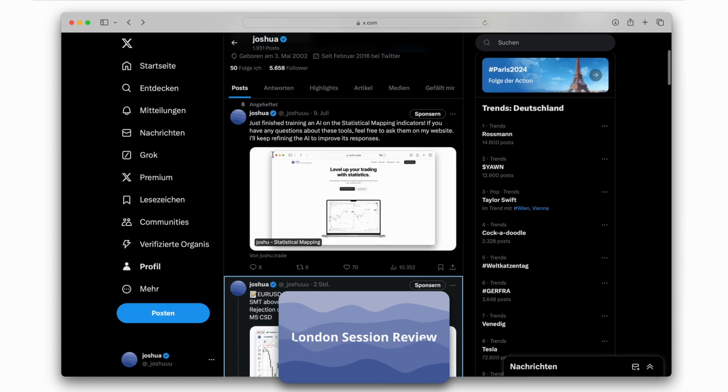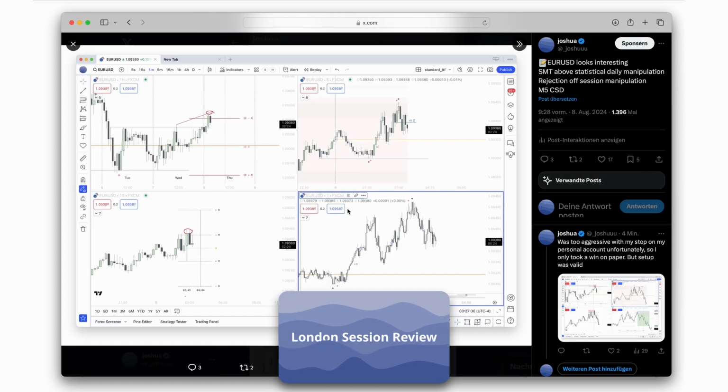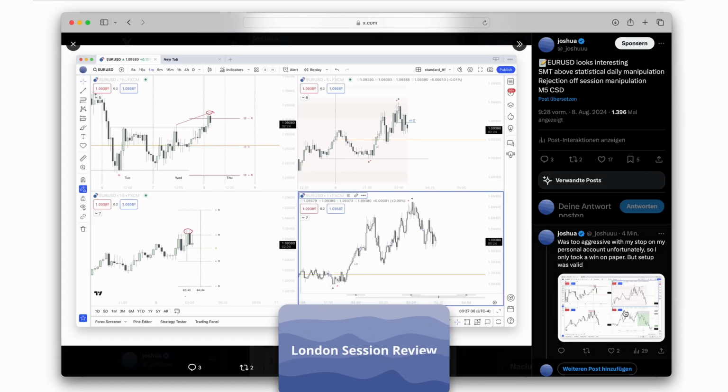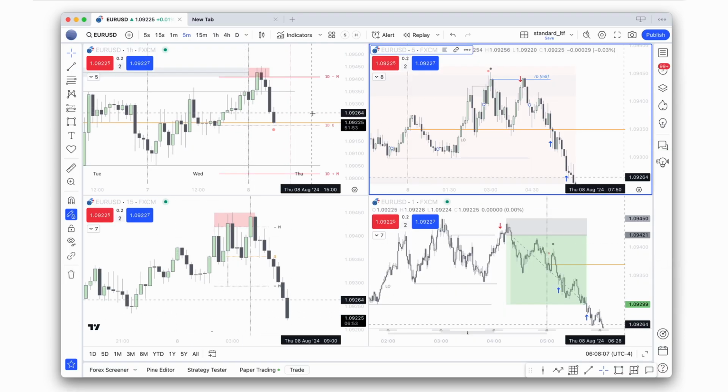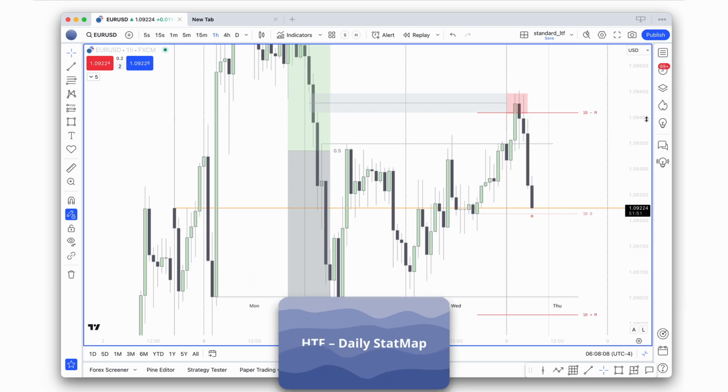Okay, so I posted this post on my Twitter today, which turned out to be a winner, but I was too aggressive personally with my stop. I didn't make any profit with it, but let's quickly still look at the analysis I've done to further explain the logic behind the StatMap.